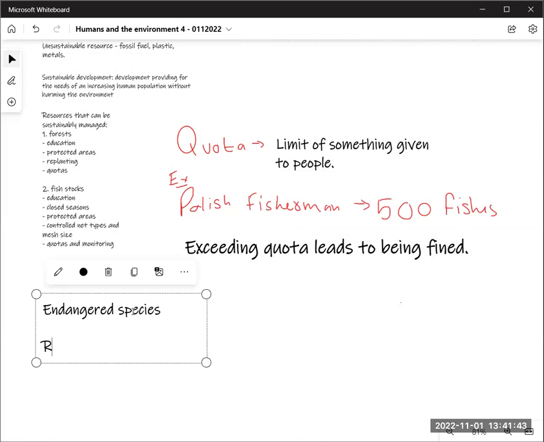Reasons for becoming endangered or extinct. A few of those, such as climate change. When the climate changes, it makes it difficult for animals to survive. Let's say 10 years ago, the maximum temperature we had was about 50 degrees Celsius. All the animals evolved in such a way that they could survive in 50 degrees Celsius as a maximum.